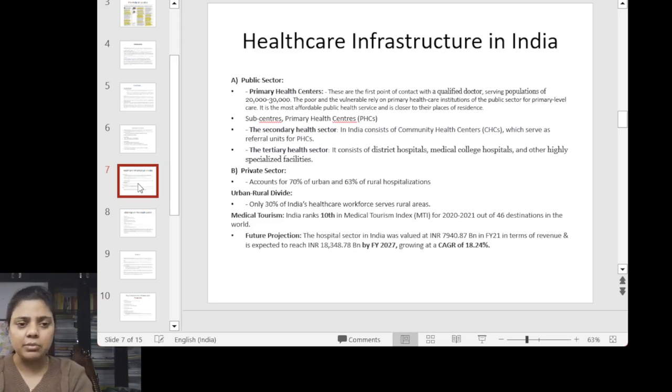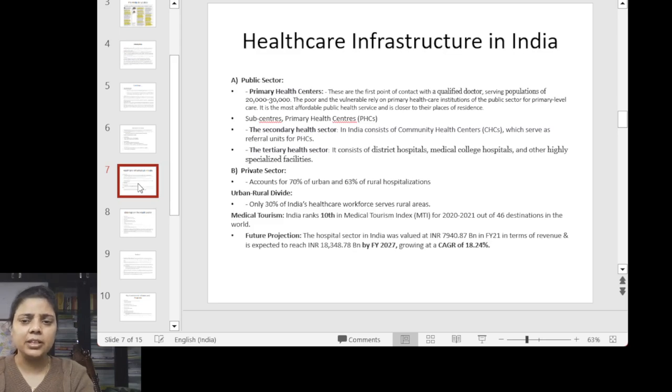We have to establish good hospitals. I remember even in my own village, we don't have any big hospital. If we need to go, we have to go to the district hospital. There's no nearby good hospital, be it private or public.